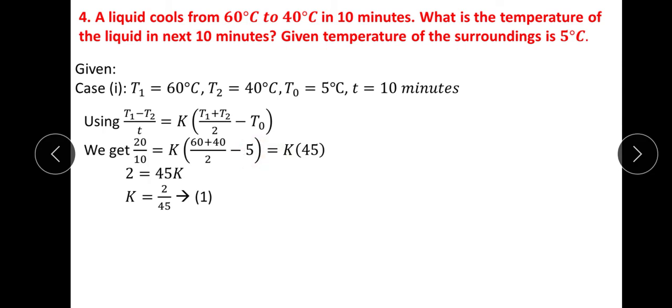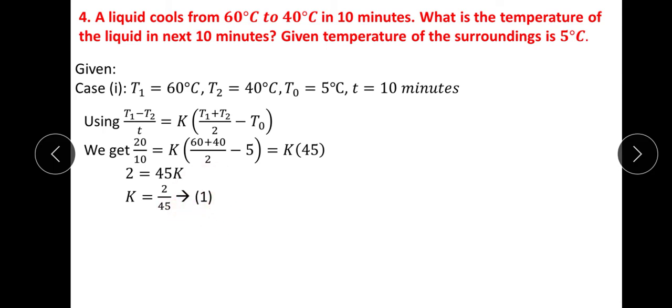So this gives us, if you calculate and subtract, 45. So K into 45. Here we have 20 by 10, which is 2, so 2 is equal to 45K, or this constant K is equal to 2 by 45. Take this as equation number 1.